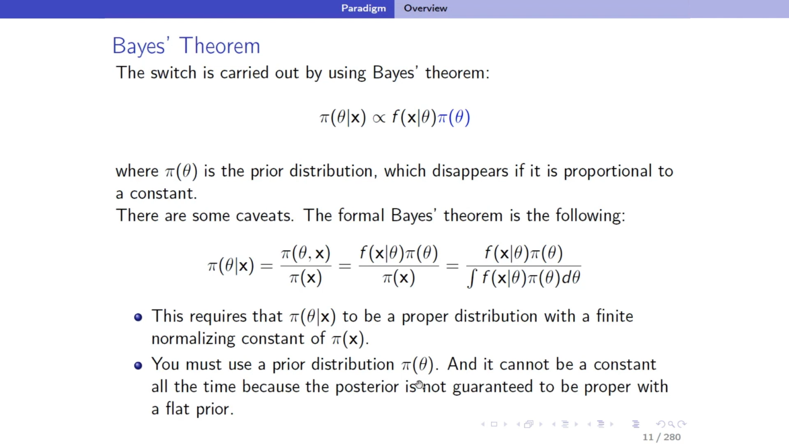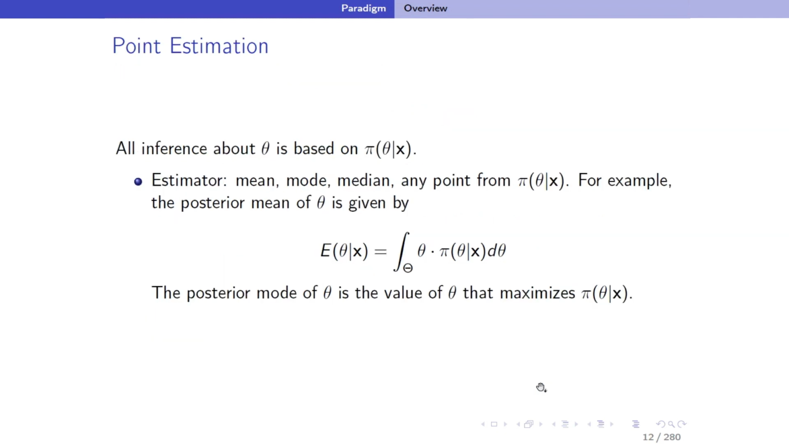And unfortunately, it also cannot be constant all the time because the posterior is not guaranteed to be proper with respect to a flat or a constant prior. The reason is because the likelihood distribution, or sampling distribution, is required to be a distribution with respect to x. So it's proper with respect to x, but it doesn't say anything about theta. That's not the job of the sampling distribution of the likelihood function. But in order to make this thing proper as a distribution, there must be something done. And so that's why you cannot always use a constant for the prior.